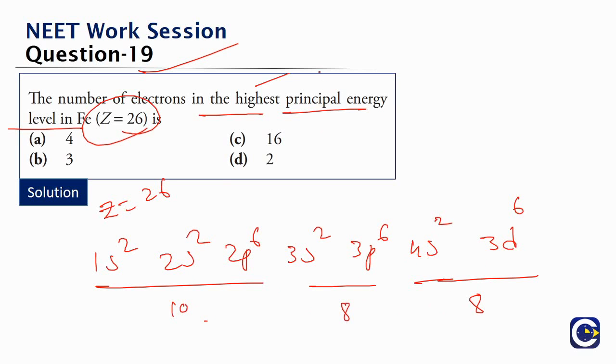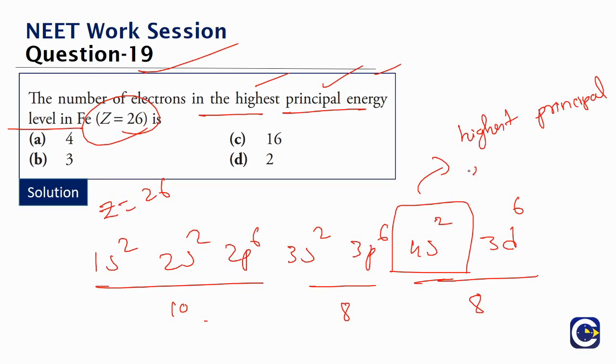So what is the highest principal energy level? It means the outermost shell. What is it? The outermost shell, the highest principal energy level. So what does this mean? It is the 4s level. Okay, the fourth level, basically the fourth orbit. So in the fourth orbit, how many electrons are there? That is the question they are asking: the number of electrons in the highest principal energy level. In the fourth orbit, we have electrons filling only into the 4s subshell. What is the number of electrons here? 2. So what is the answer for this? Option D. In the highest principal energy level, we have just 2 electrons.